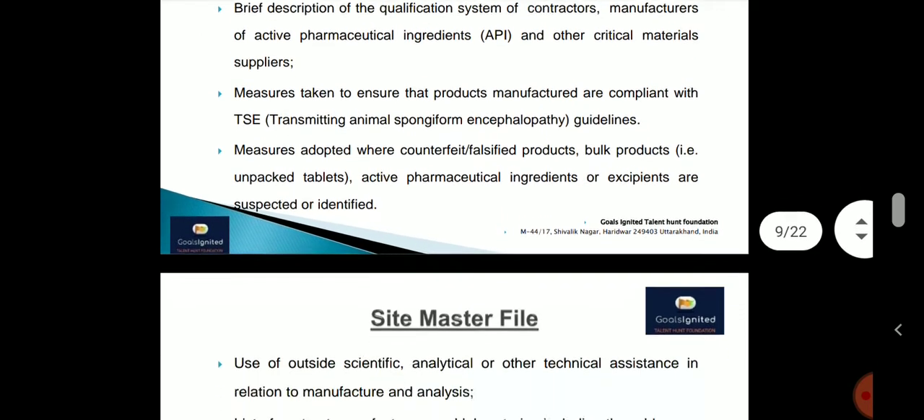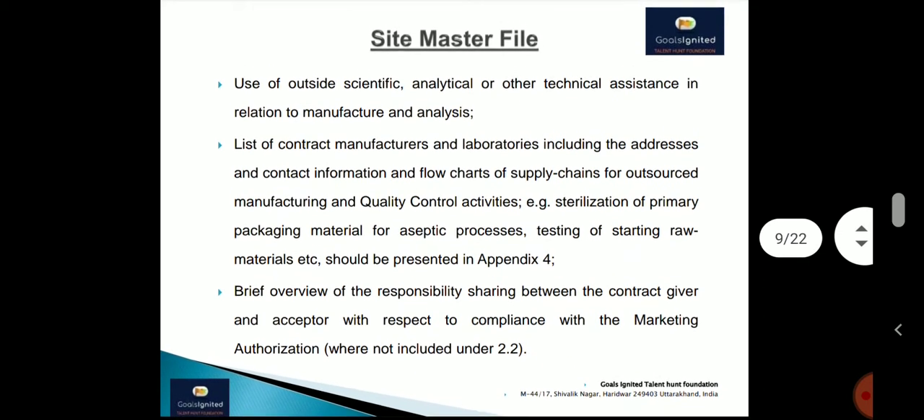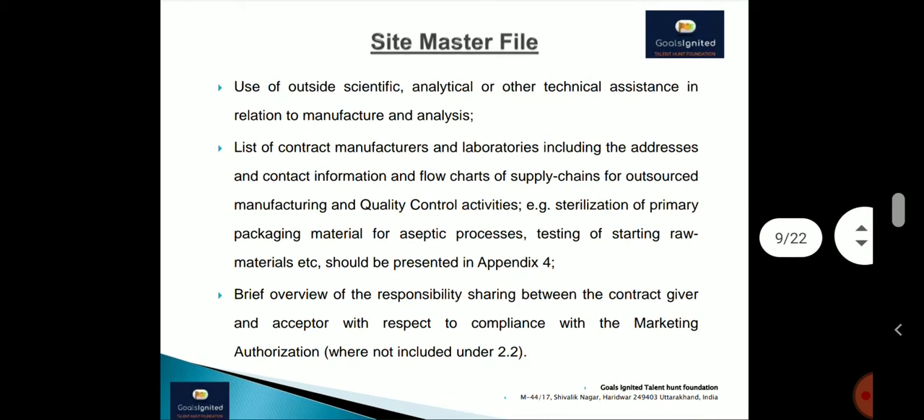So for quality control activities, a list of the quality control equipment, instruments, and the approved technical persons needs to be mentioned as an appendix or as a content of the site master file, under different sections of the site master file.